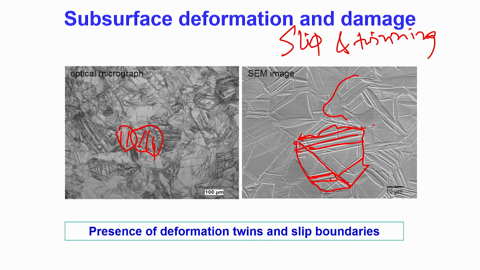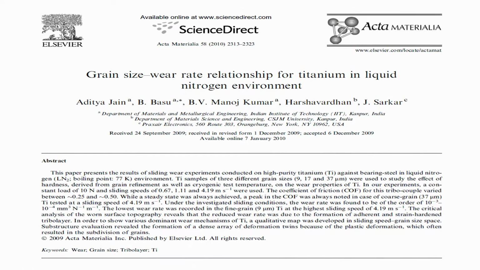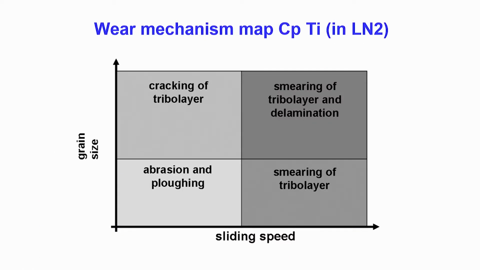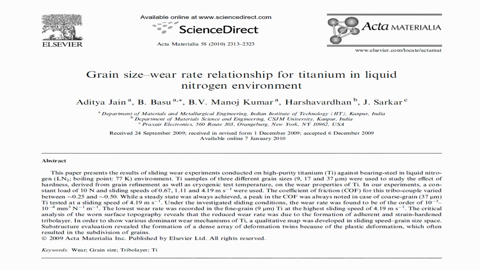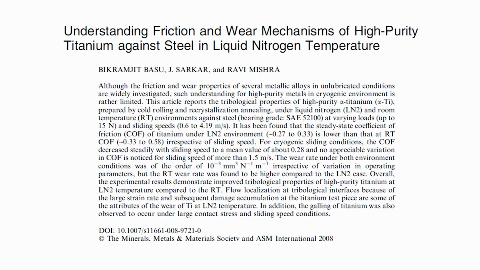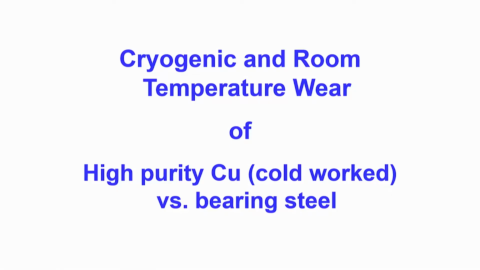So, this twinning is one of the modes of deformation in what we observed in the subsurface deformation in this particular case. Now, if you look at this particular wear mechanism map, where we have shown the grain size versus sliding speed, what we have seen is that at very large grain size, it is the cracking of tribolayer, whereas at very high sliding speed it is smearing of tribolayer, which is very important. So, this was published in Acta Materialia, which is one of the flagship journals in the field. The other one we have published in Metallurgical Transactions.